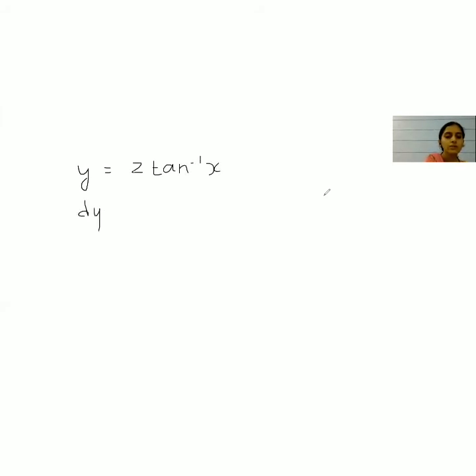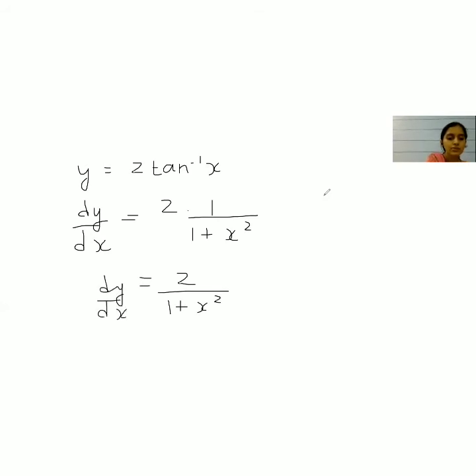Now we do dy by dx. Now it becomes simpler. So dy by dx, 2 as it is. Derivative of tan inverse x is 1 upon 1 plus x square. So the answer is dy by dx equals 2 upon 1 plus x square. Right? So this was question 9, the first one. Now the second one is also a similar pattern. I'm just solving the initial part of it. You'll come down to the same answer. Okay, let's see second one.